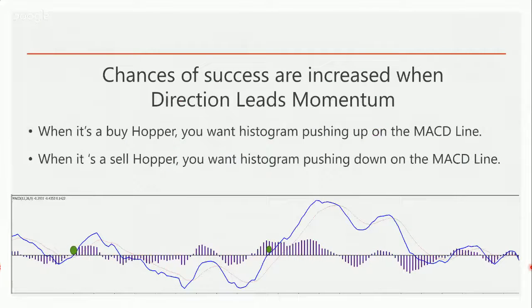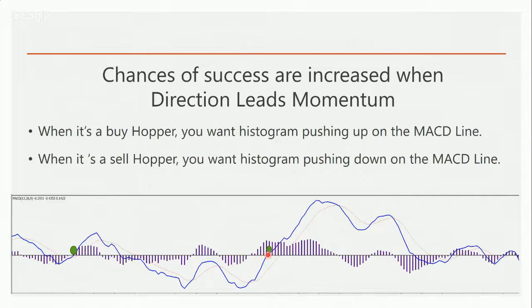Chances of success are just simply increased when direction leads momentum. When it's a buy hopper, you want histogram bars pushing up on the MACD line. When it's a sell hopper, you want histogram bars pushing down on that MACD line after it hops. Okay, so in this instance, where the MACD made the hopper, MACD line hopped over zero going up, and those histogram bars were already spent. It's a better bet that you're going to get momentum pushing behind you if you wait to enter that hopper until you have momentum behind you.